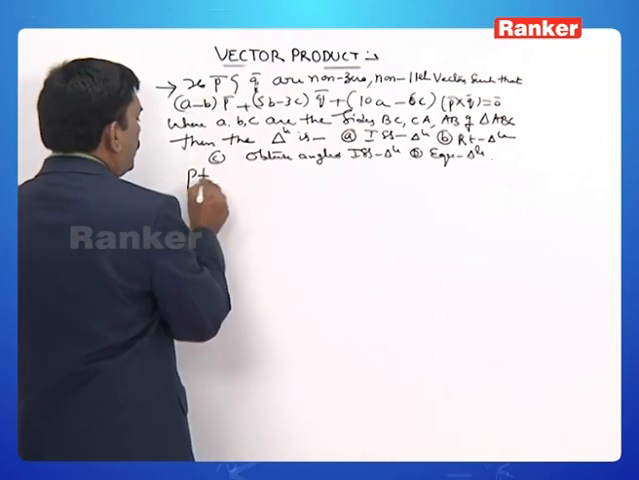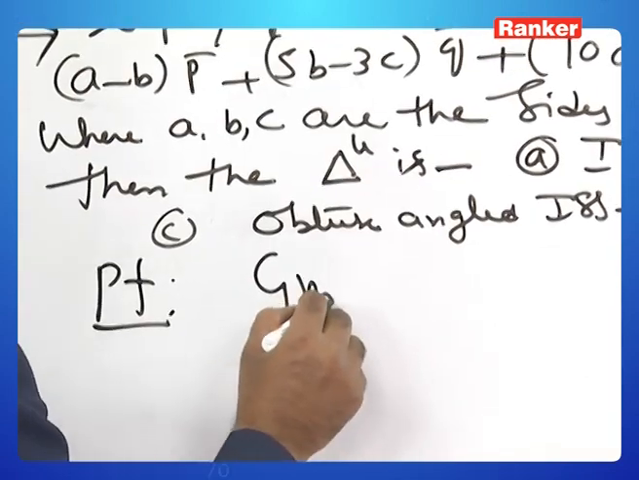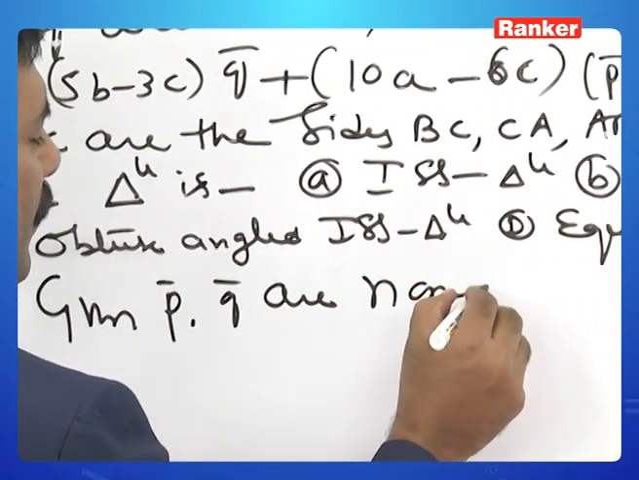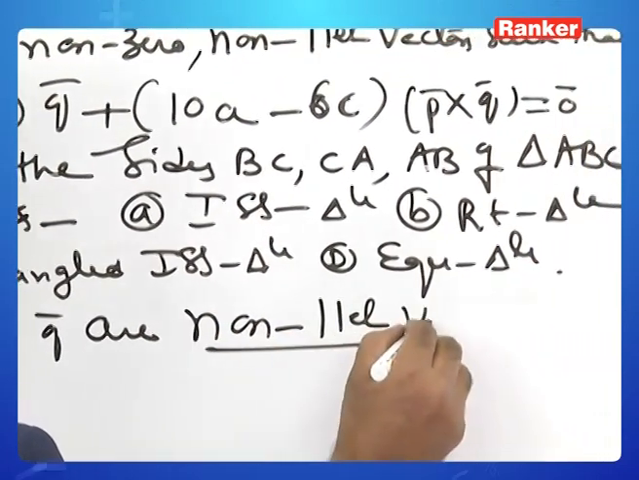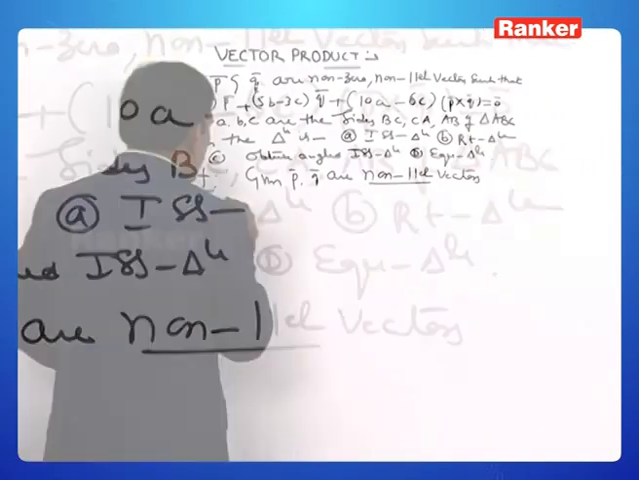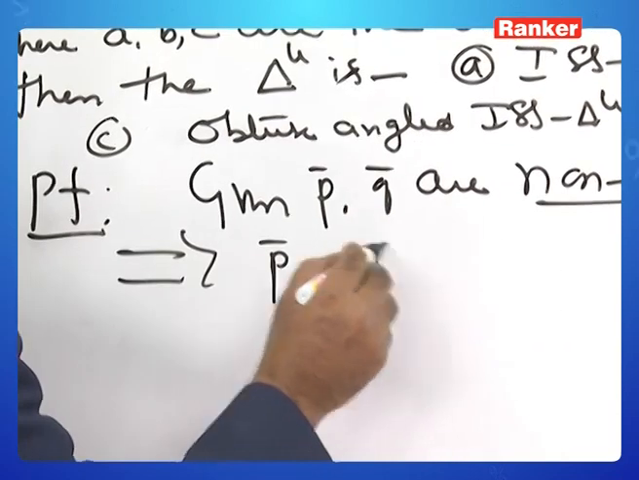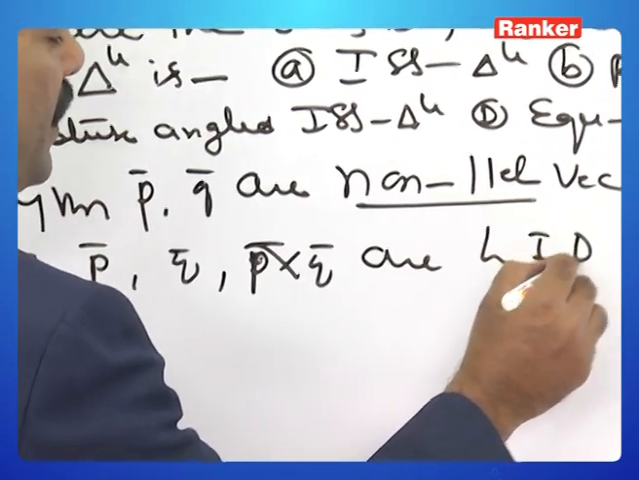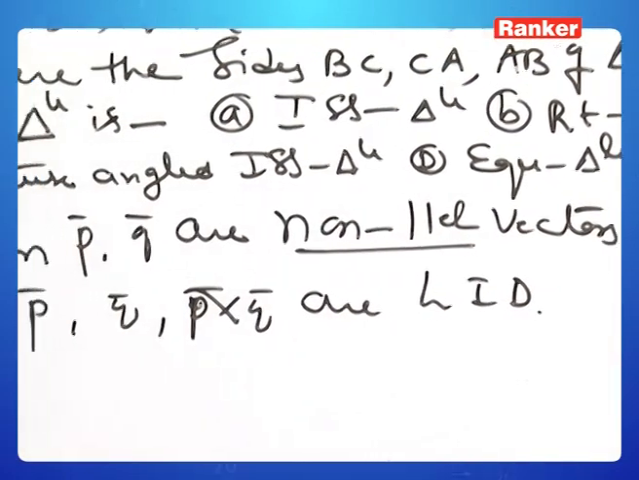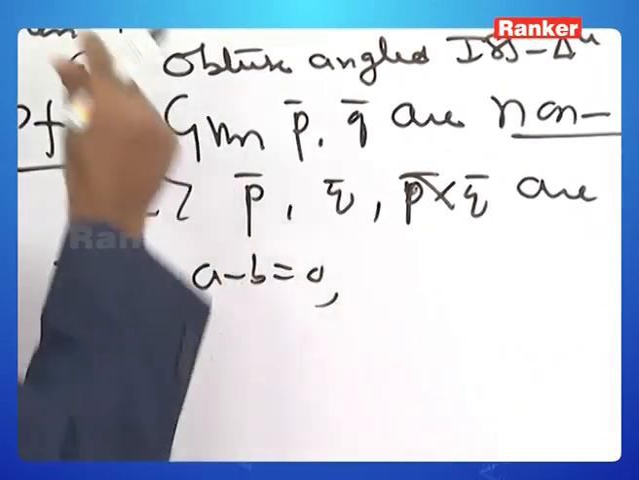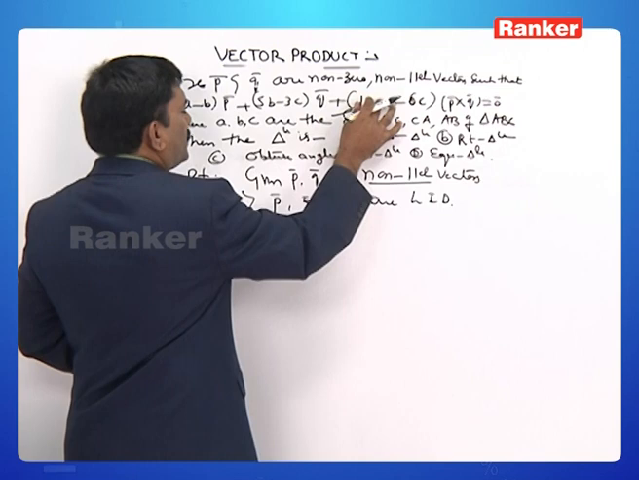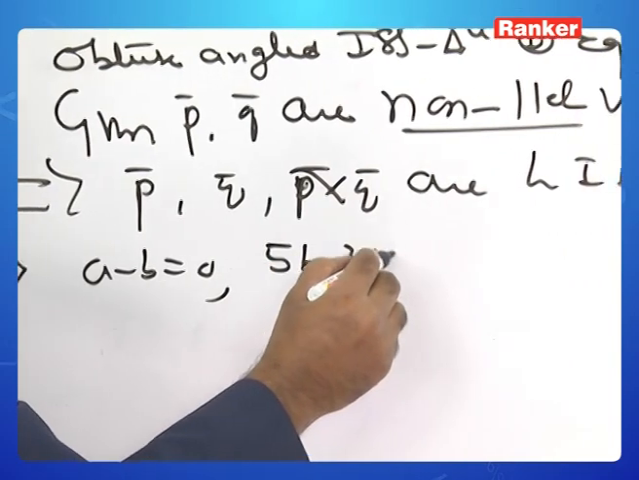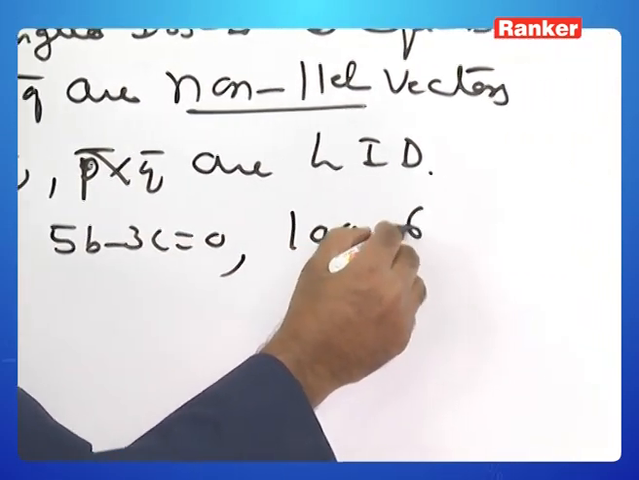Now, the proof of this one is very simple. Given P bar, Q bar are non-parallel vectors, which implies P bar, Q bar, P bar cross Q bar are linearly independent vectors, which implies a minus b is equal to 0. It's a linear combination x, y, z. All scalars must be equal to 0. So therefore, 5b minus 3c is equal to 0, and 10a minus 6c is equal to 0.